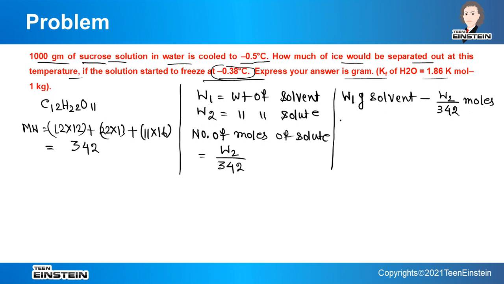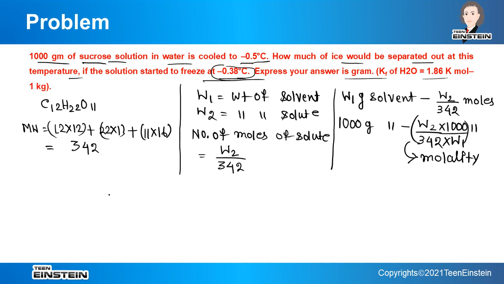So if this is the case, then 1000 gram of solvent will contain W2 divided by 342 into W1 multiplied by 1000. So this is actually the molality. Now in the expression of del TF equal to Kf into m, del TF equal to Kf into molality, in place of small m we will put W2 into 1000 divided by 342 W1.